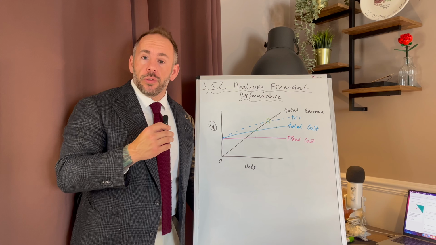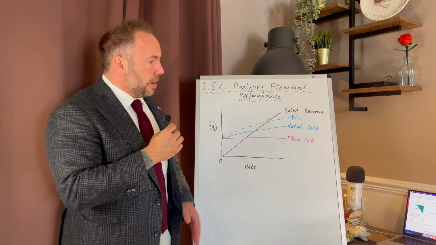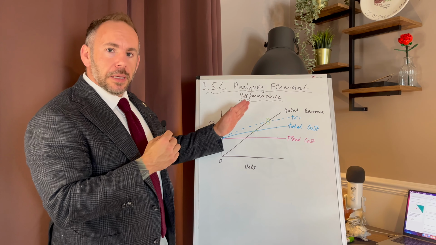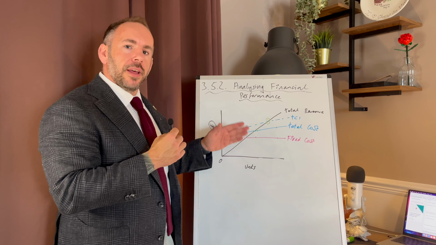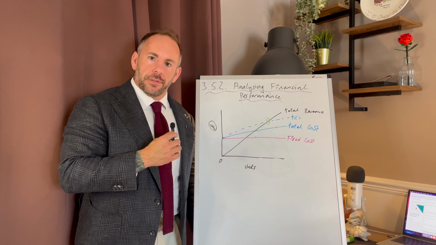And then obviously if the selling price changes, then again, the total revenue line might become steeper or shallower. So if they put prices down, it becomes shallower. If they put prices up, it becomes steeper. And that has an impact on break even.